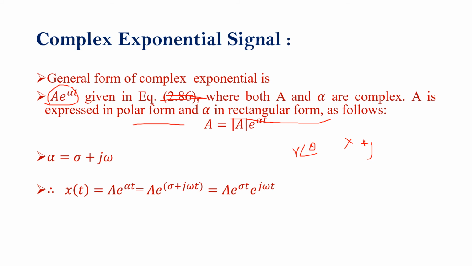Here I am going to put alpha in rectangular form. So alpha is equal to sigma plus j omega. Now I substitute the value of alpha directly and separate these terms: A into e power sigma t into e power j omega t.